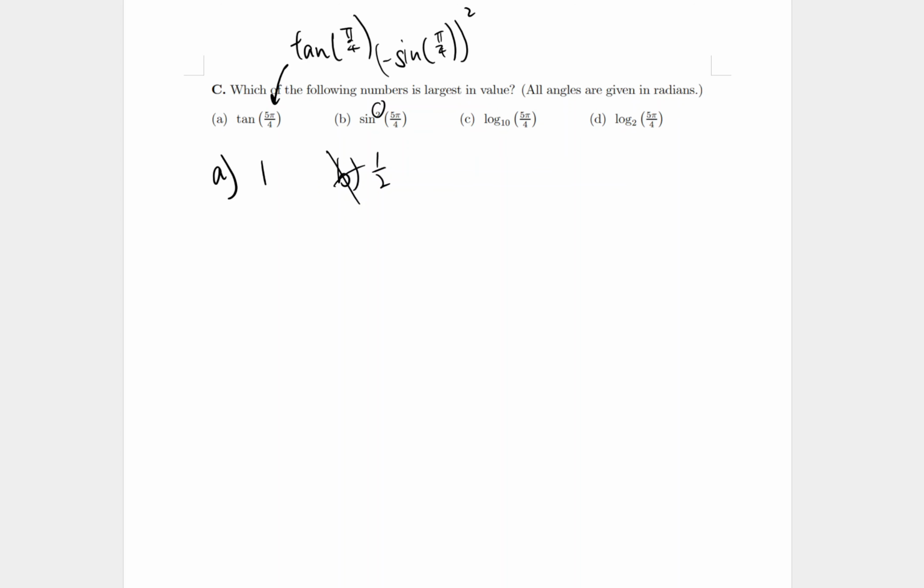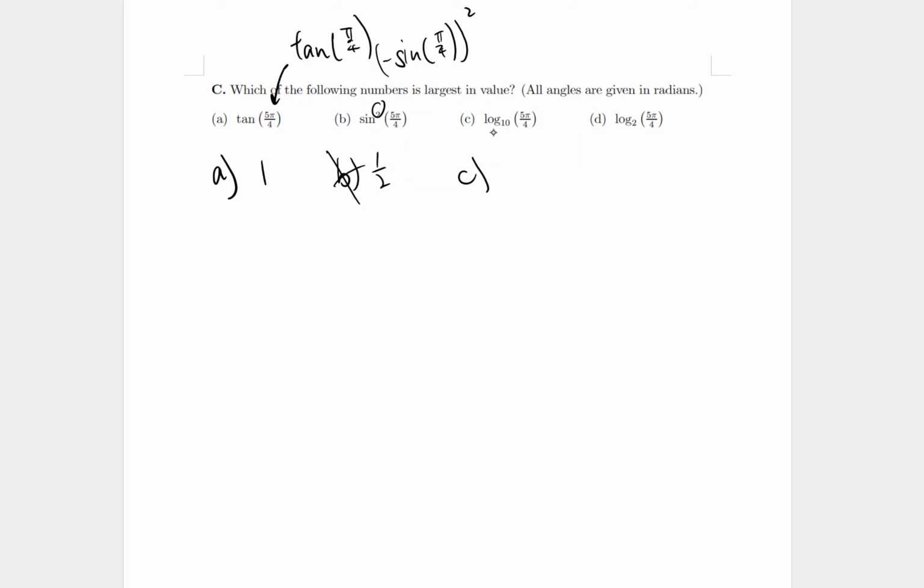Now C, log 10 of 5 pi on 4. There's no way that we could get an exact value for this, because we don't have a calculator in the exam. If we use a calculator, then there's no point in this exam. So log 10 of 5 pi over 4, how can we do this?